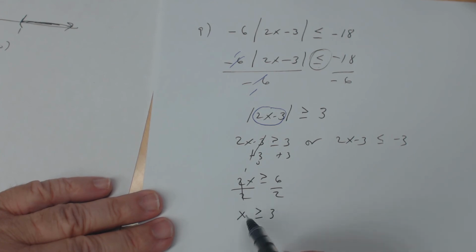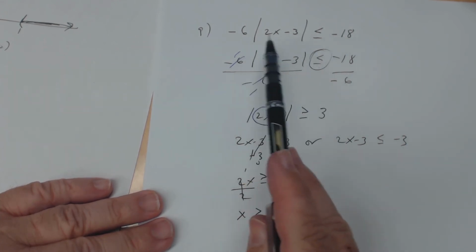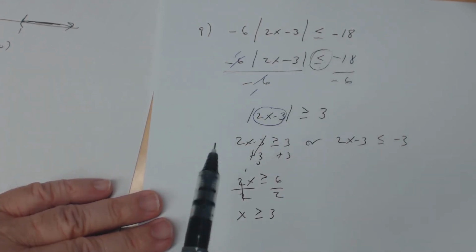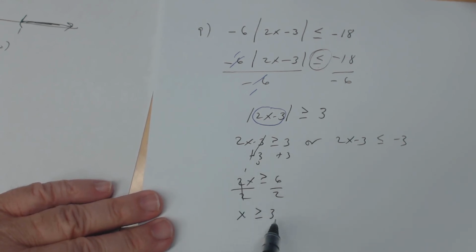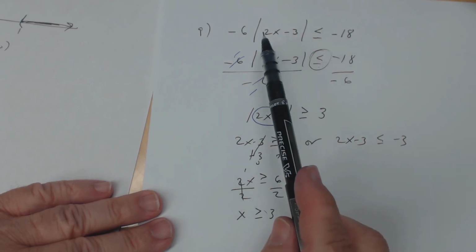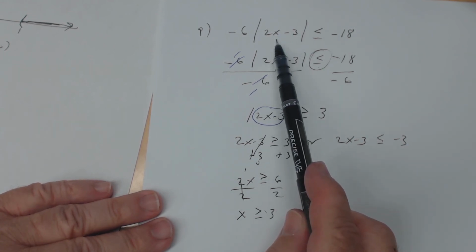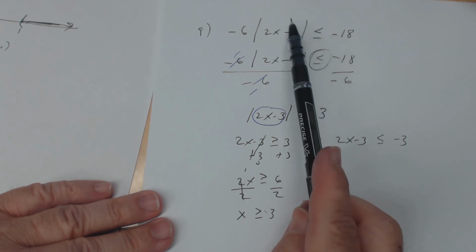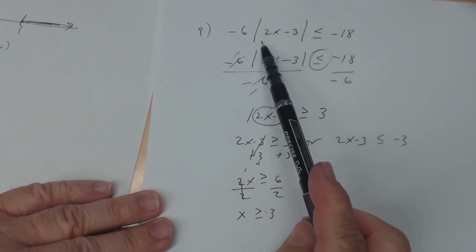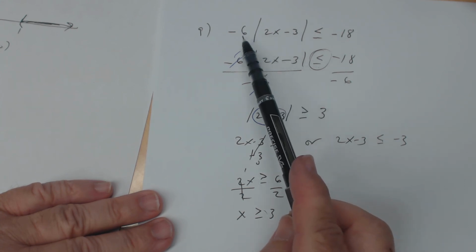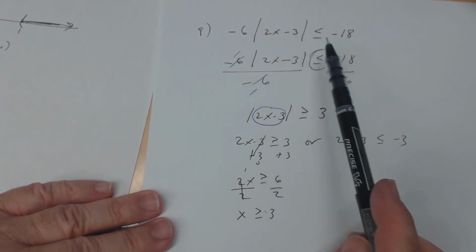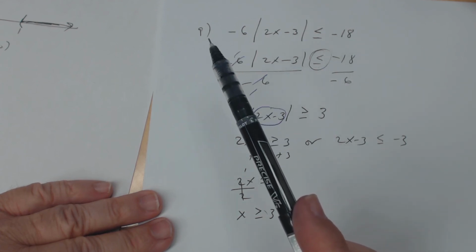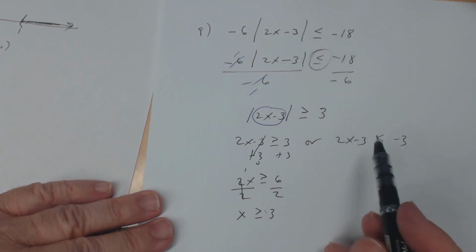All right, so any number bigger than or equal to 3 is going to make the original inequality true. So let's say 4. If 4 is bigger than or equal to 3, let's see why 4 works. 2 times 4 is 8. 8 minus 3 is 5. The absolute value of 5 is 5. 5 times a negative 6 is a negative 30. Is a negative 30 less than or equal to negative 18? The answer is yes.